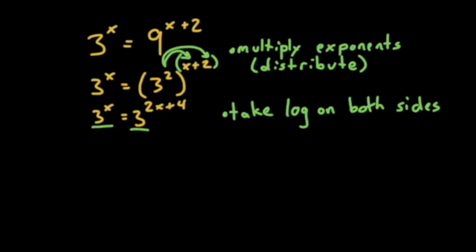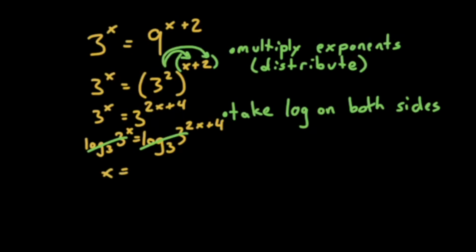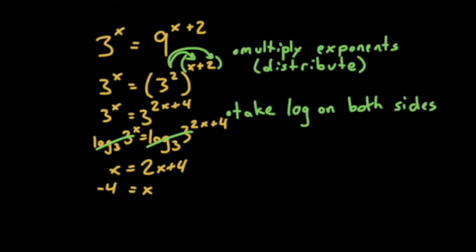And since the base is 3, I'm going to take the log base 3 of both sides. So the log base 3 of 3 cancels on both sides, and on the left I'm just left with this x, and on the right side I have the 2x plus 4. So I'll get both x's on the same side and subtract the 4 over to the other side, and x equals negative 4.